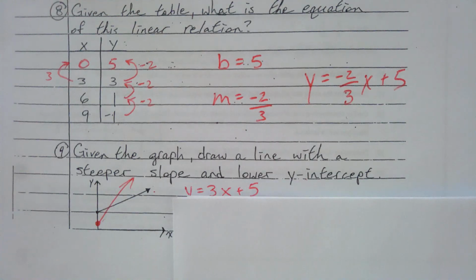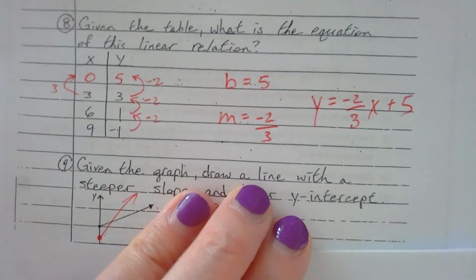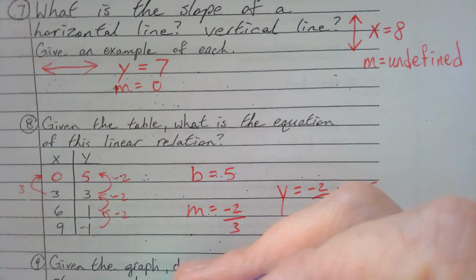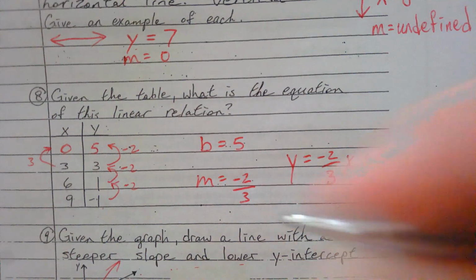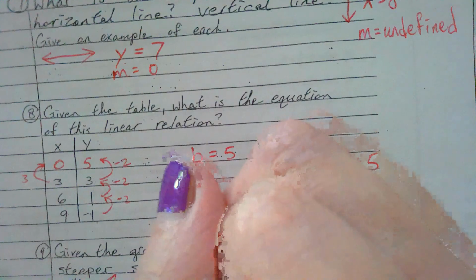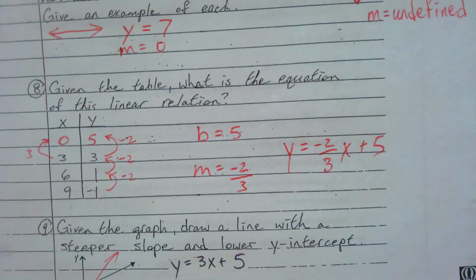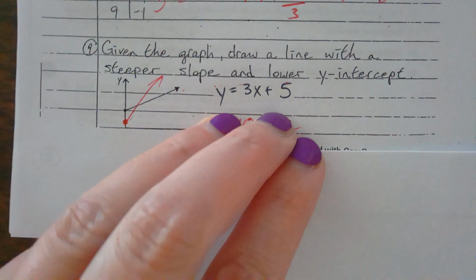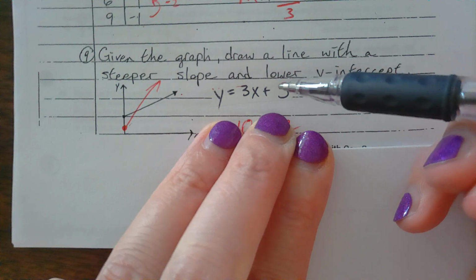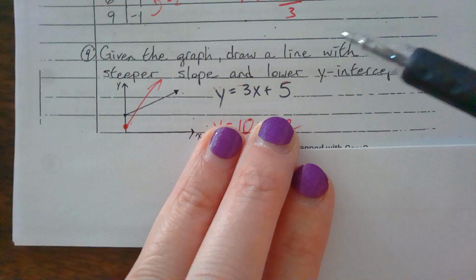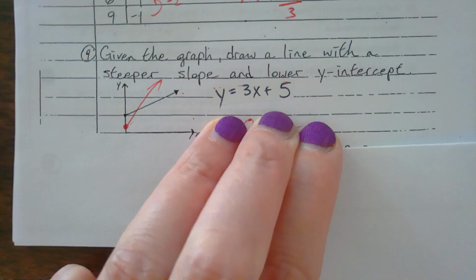Okay, last one on this page. Given the graph, draw a line. Let's say the black line right here has the equation y equals 3x plus 5. I want a steeper line with a lower y-intercept. Where did we see this question before?